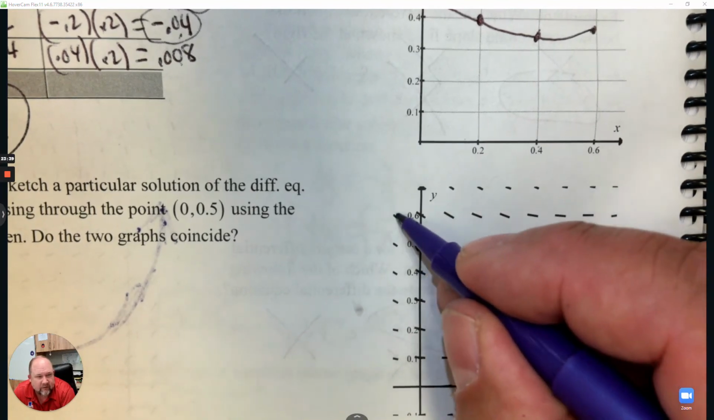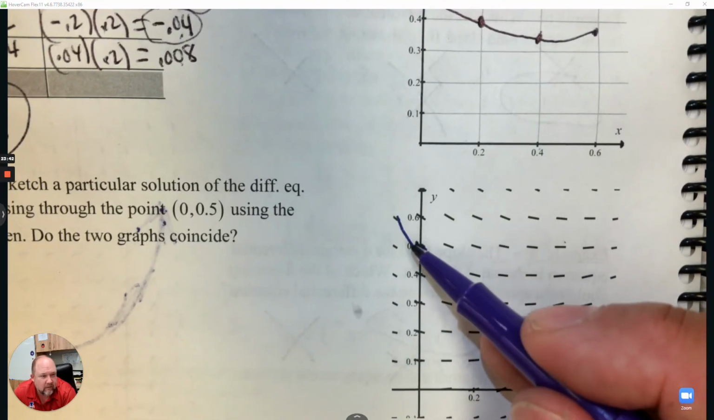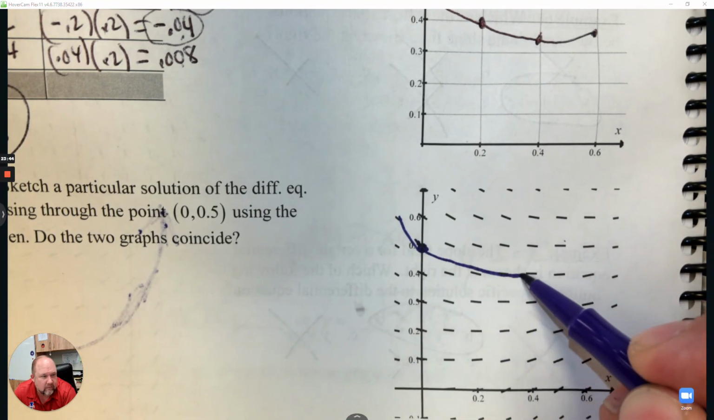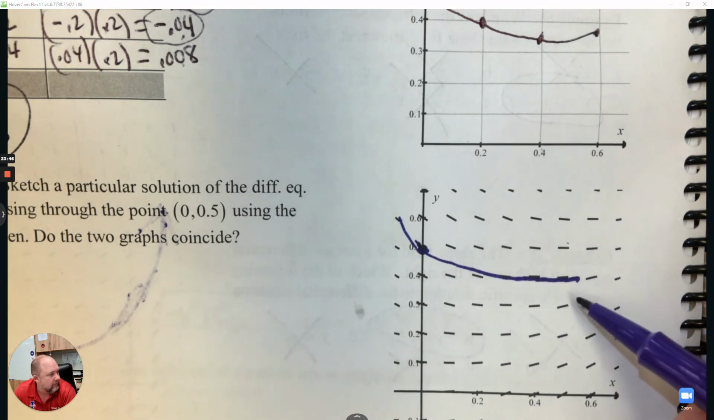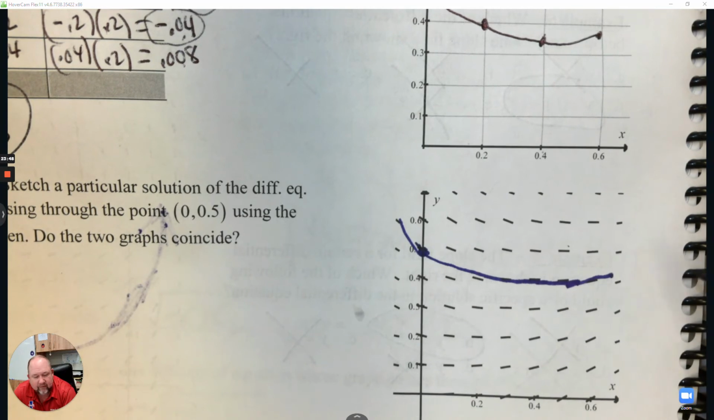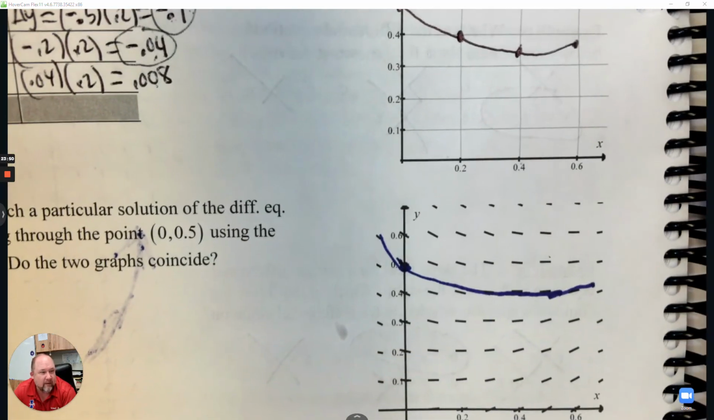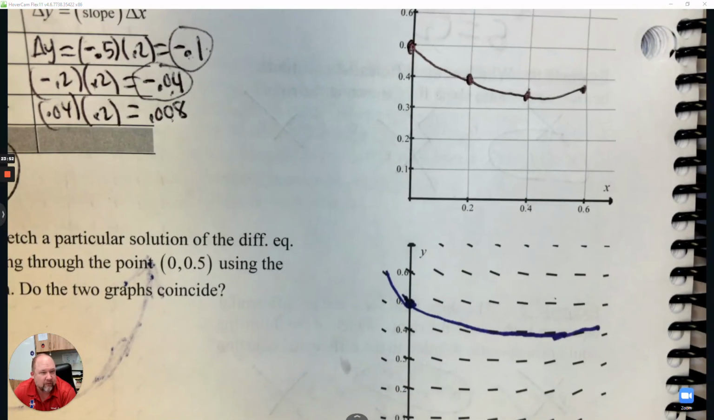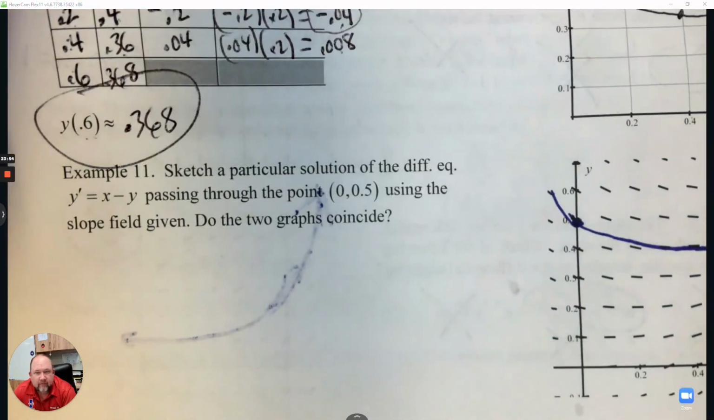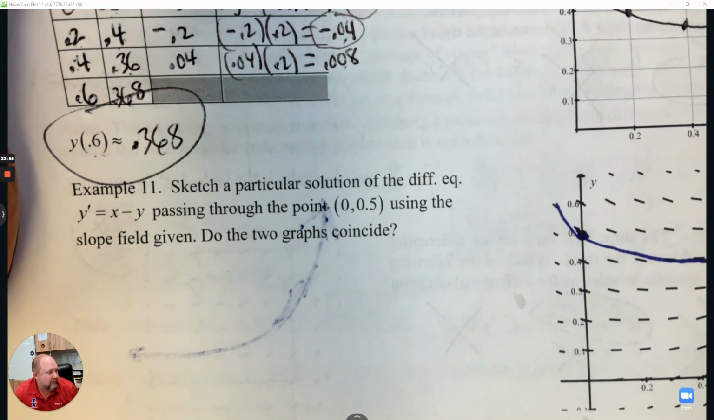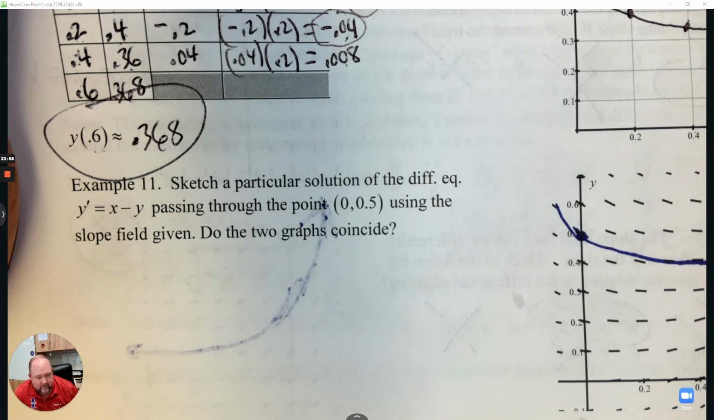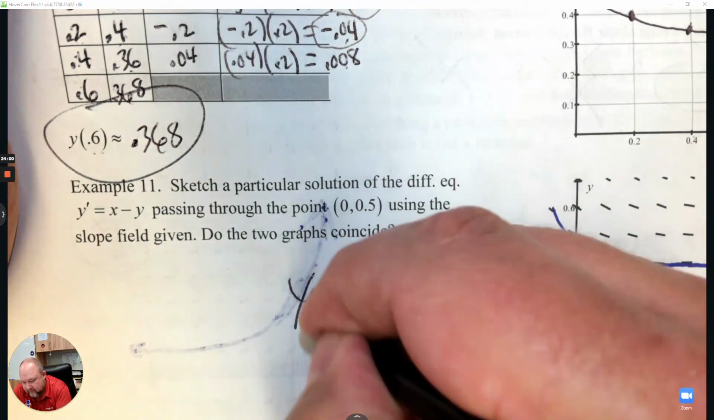And if I would sketch it, it would kind of come up just a little bit, right? And if you look at the two and compare them, you can see how the pictures are similar, right? Do the two graphs coincide? Are they very similar? And the answer is, of course, yes.